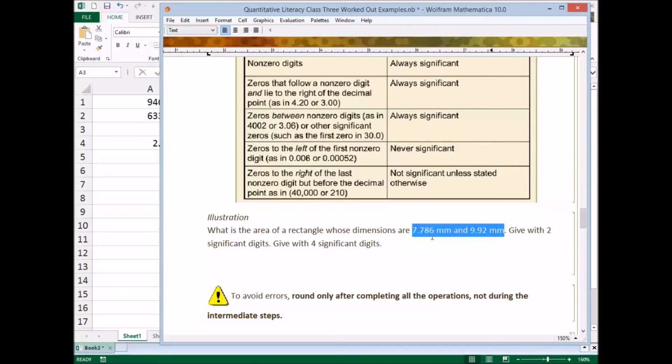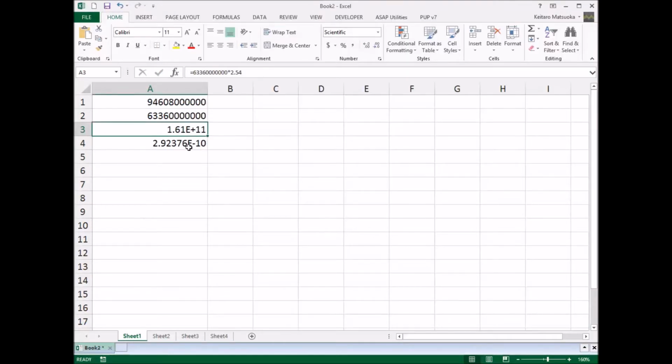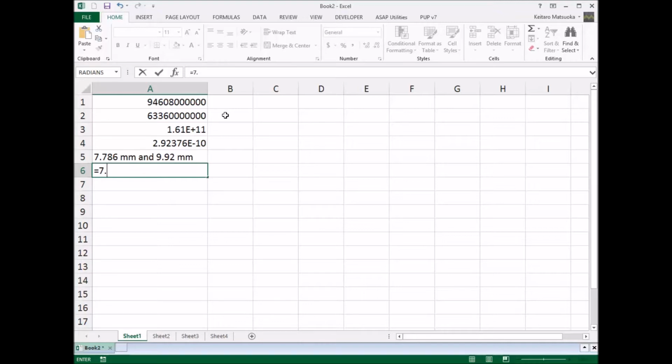Just copy and pasting so I can remember this. Okay. So this would be 7.786 times 9.92. Okay. So here, Excel gives you 5 decimal points.